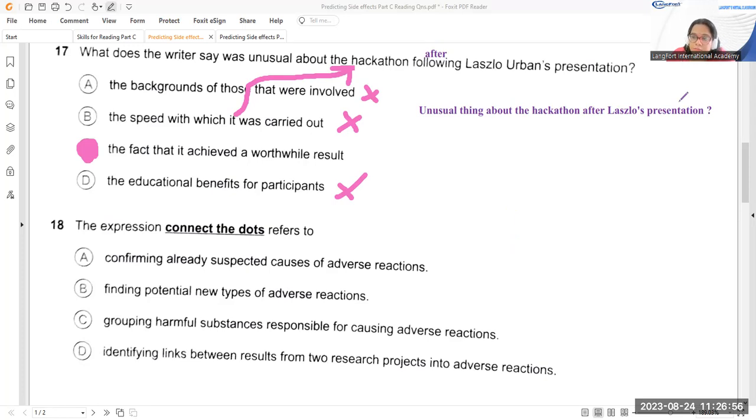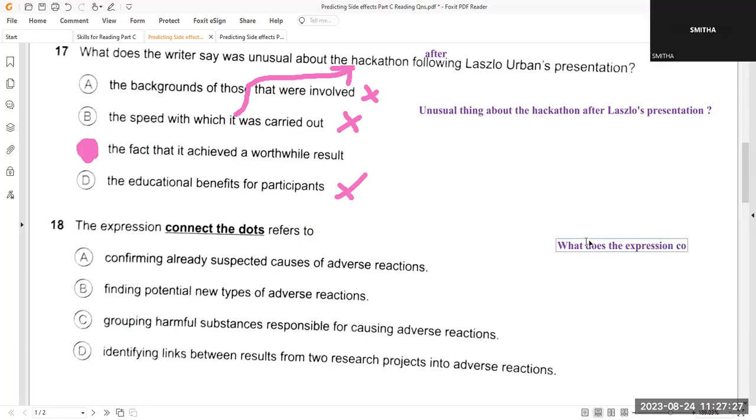Okay, all right. Surya, can you read the next one? Yes, ma'am. The expression connect the dots refers to. You need to figure out what the expression connect the dots means. So it's a vocabulary question, right? What does the expression connect the dots refer to?